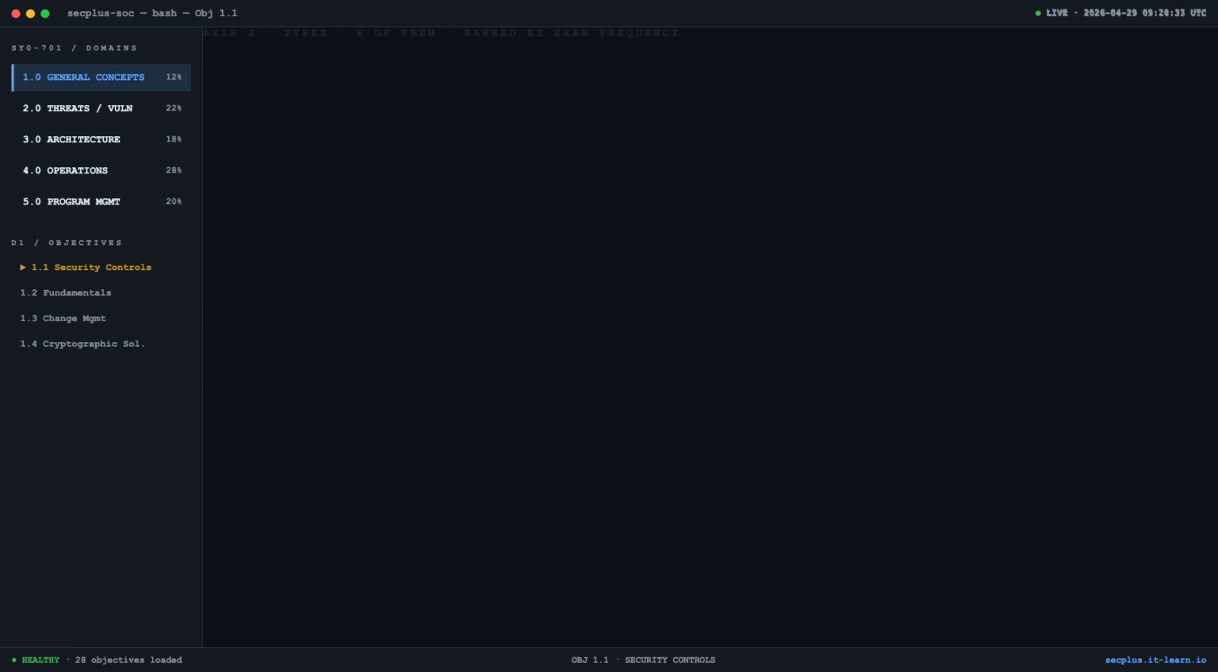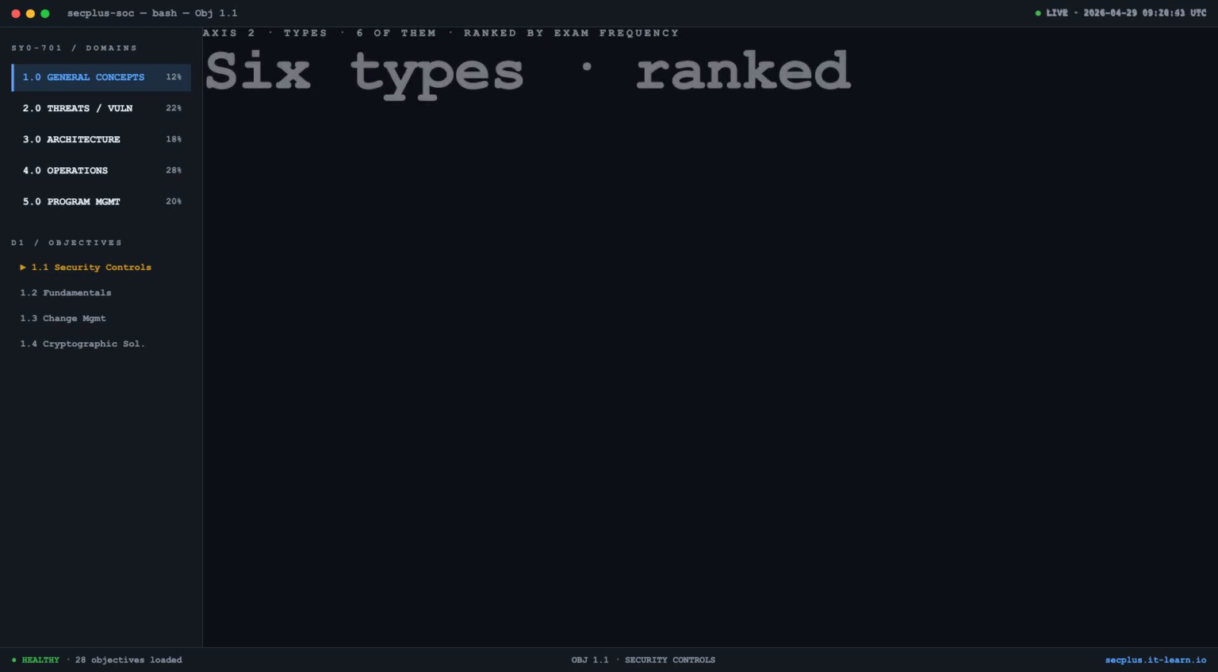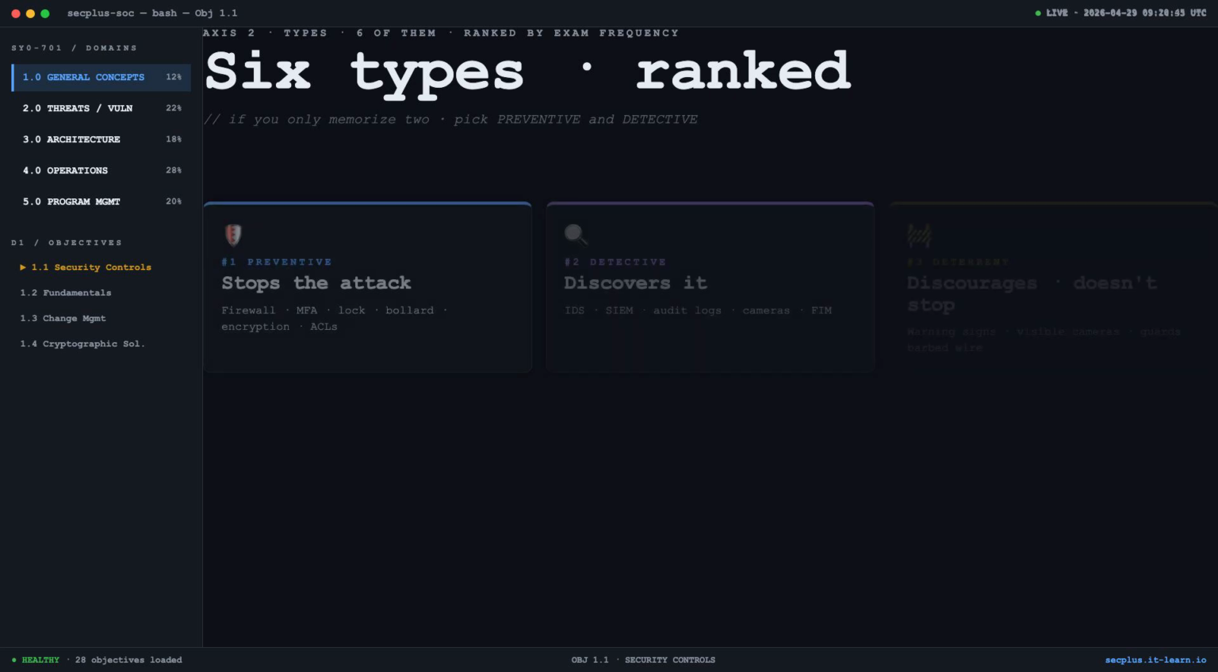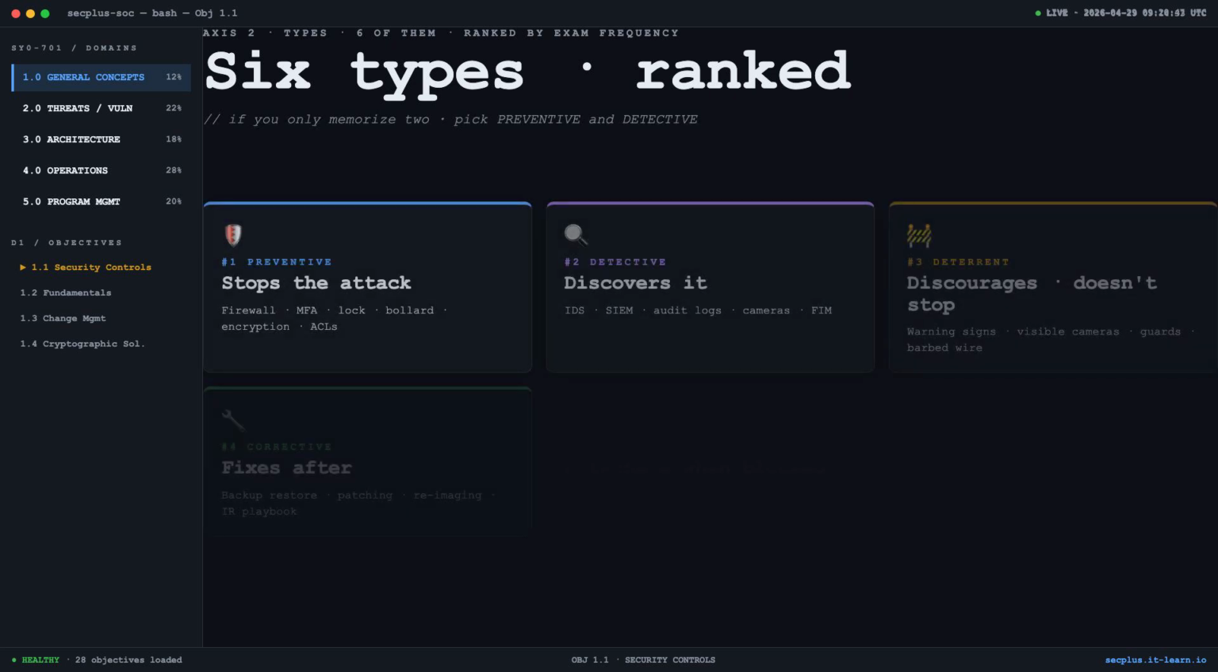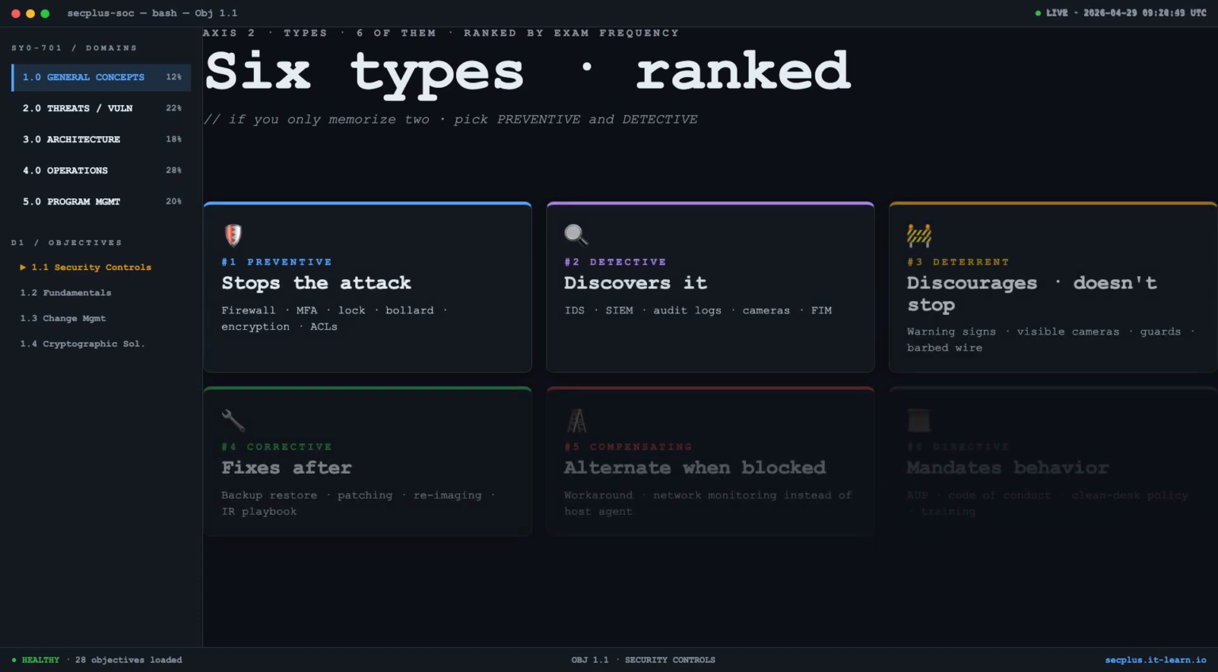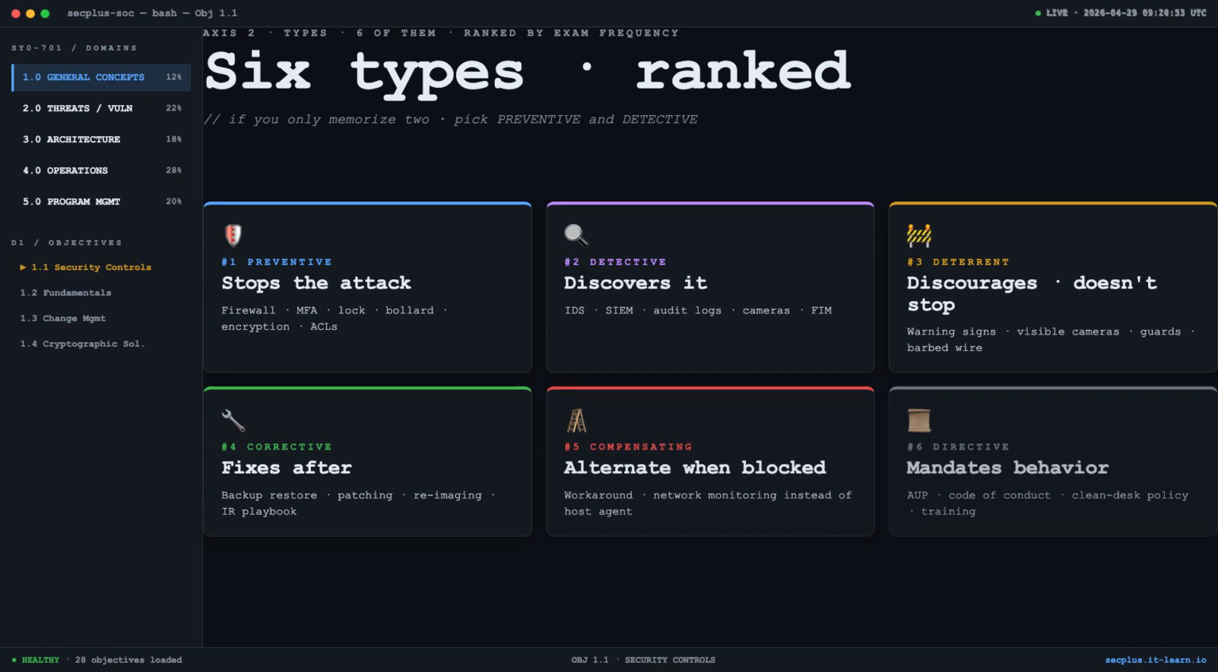Now flip to the other axis. Types. There are 6 of them, and I'm going to rank them by how often they show up in exam questions. Number 1, preventive. Number 2, detective. Number 3, deterrent. Number 4, corrective. Number 5, compensating. Number 6, directive. If you only had time to memorize 2, it would be preventive and detective, because the exam writers love asking you to tell them apart.